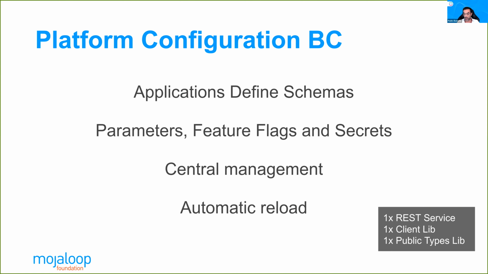And that little box that you see on the bottom right side is the amount of components for each of these bounded contexts. In this case, I'm going to read through this one and skip the next one. In this one, the platform configuration is made up of one REST backend service, one client library, and one public types library.